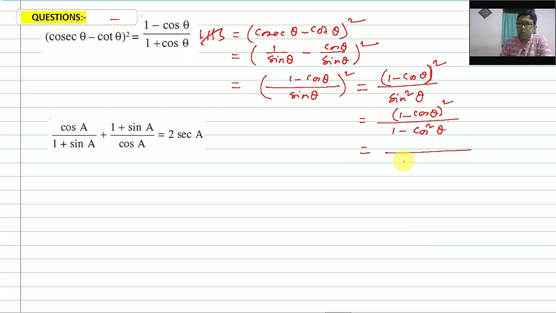Break the numerator, 1 minus cos square theta, and in the denominator break this one using a square minus b square. So 1 plus cos theta whole into 1 minus cos theta. The numerator as usual is 1 minus cos theta whole square. So you may cancel one of them, 1 minus cos theta is cancelled, so getting 1 minus cos theta whole upon 1 plus cos theta.